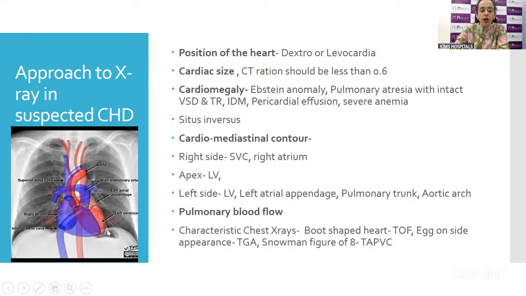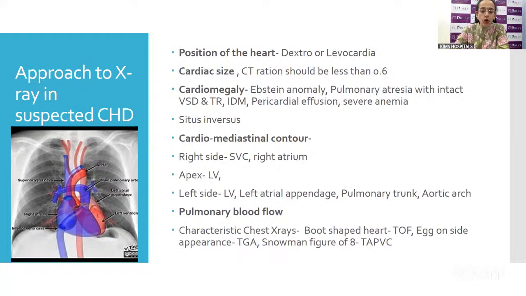So the left border of the apex is formed by the left ventricle, then it is continued by the left ventricle on the left side, followed by the left atrial appendage above the left ventricle. Then comes this bulge of the main pulmonary artery, and above that we can see the aortic arch. So these are the borders of the heart, which we all should be aware of.